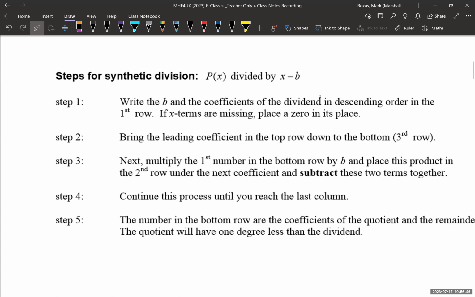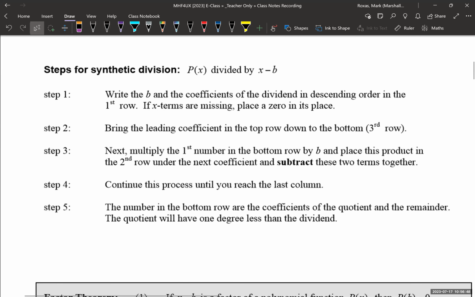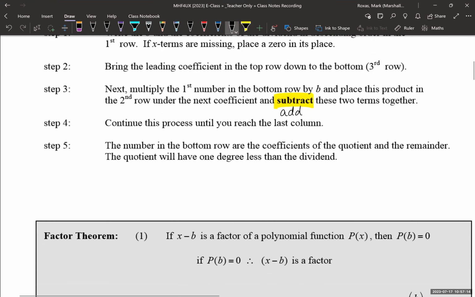Okay, so instead of subtract, we're going to use add. Your textbook will say subtract. We're going to use add. And this may have been something you've seen before, perhaps. And just remember what you're using in the synthetic division is b, okay? So if it's divided by x minus b, you're going to have to change the sign and make it b. All right.